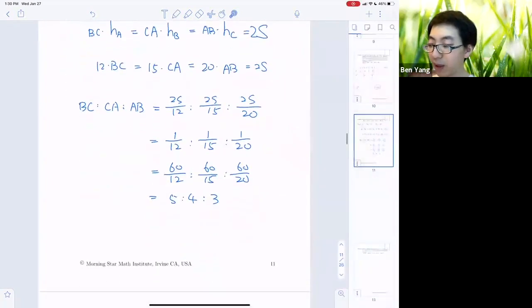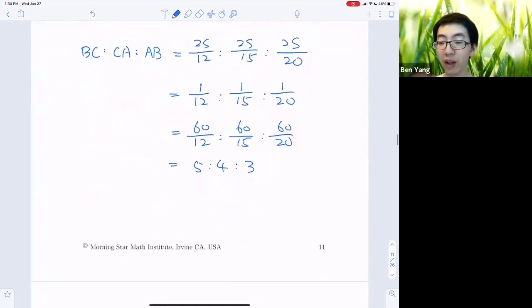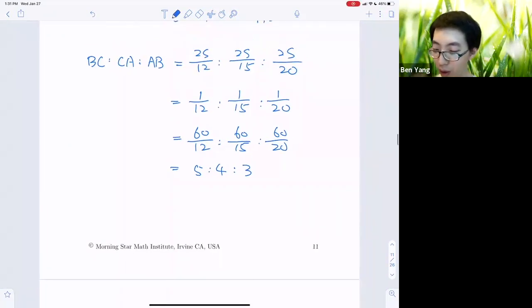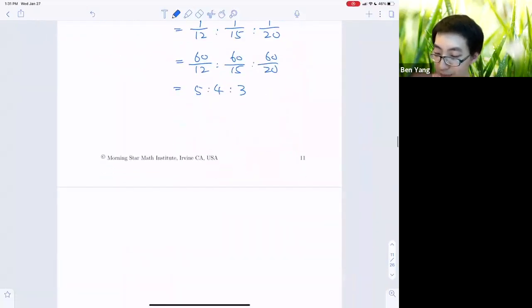That sounds familiar, right? If the ratio of the three sides is 5, 4, and 3, then that's actually a right triangle. From the Pythagorean theorem, we know that if a squared is equal to b squared plus c squared, then the triangle is a right triangle. Okay, so now let me draw a right triangle there.